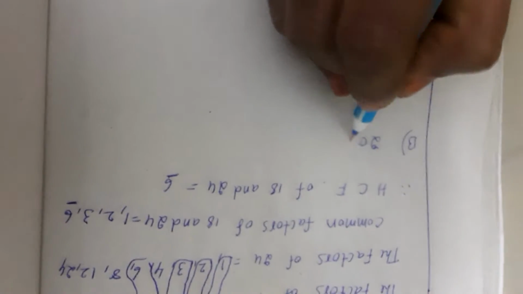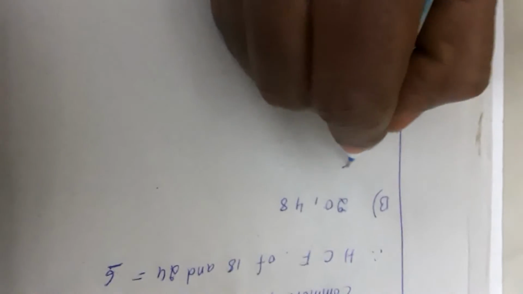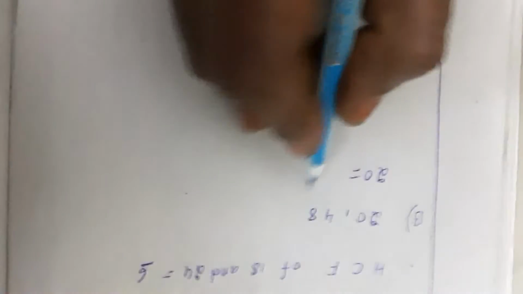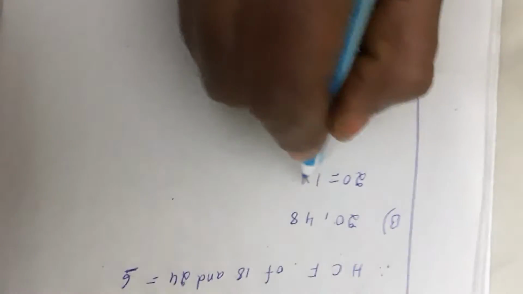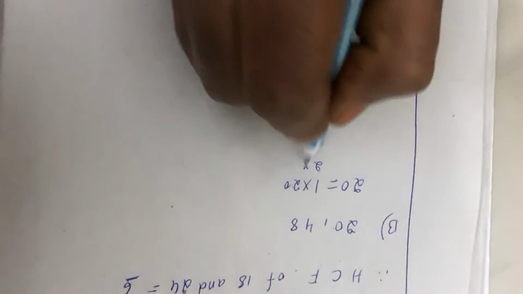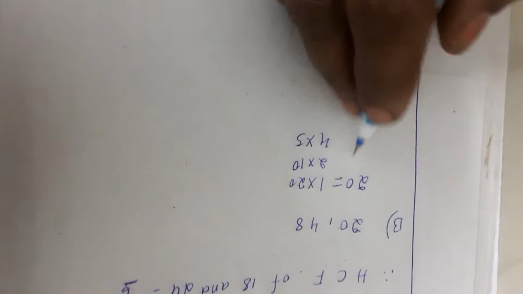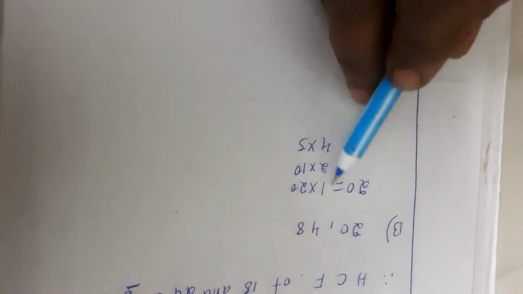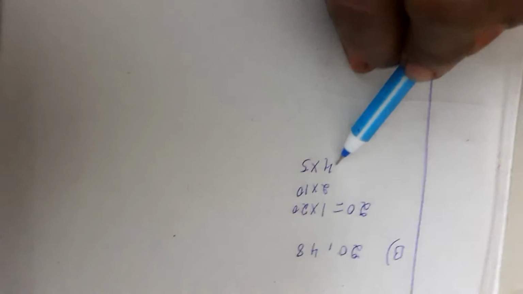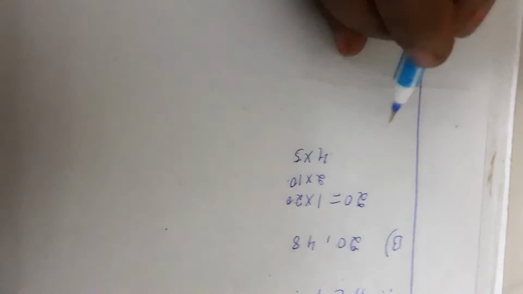We have another problem, B problem, 20 and 48. So first take 20. This we can write as a product of two numbers, like 1 into 20, 2 into 10, 4 into 5. So the factors of 20 are 1, 2, 4, 5, 10 and 20.